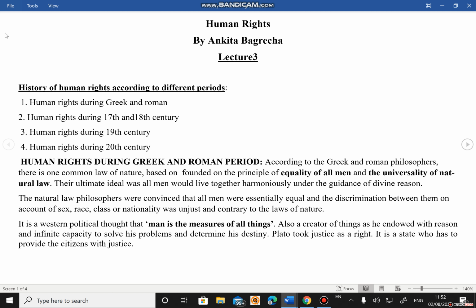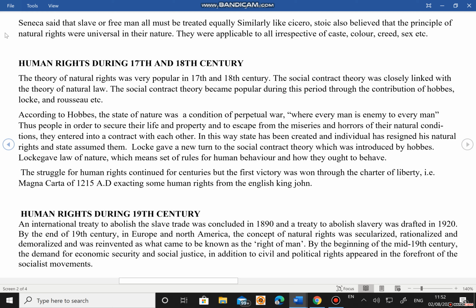Second is human rights during 17th and 18th century. The theory of natural rights was very popular in the 17th and 18th century. In this period, the concept of social contract theory came, which is directly or indirectly linked with natural law theory. This theory was first introduced by Hobbes, Locke, and Rousseau.